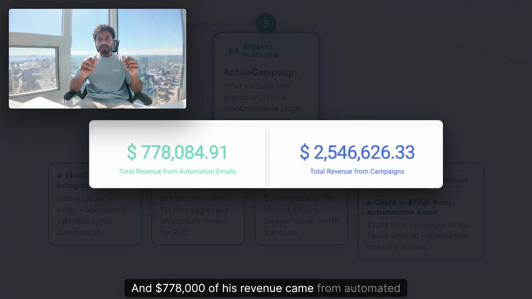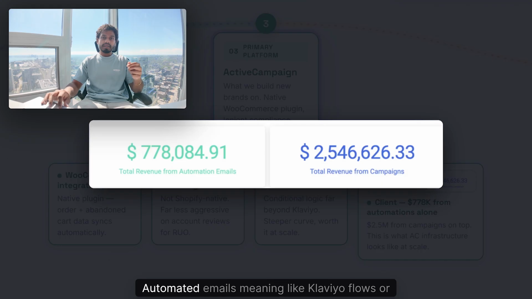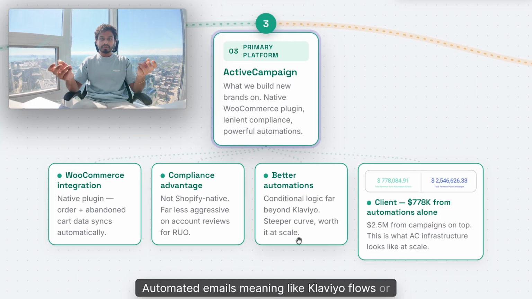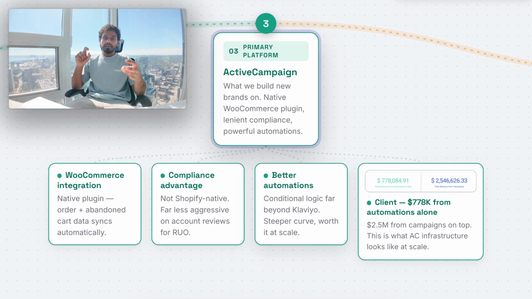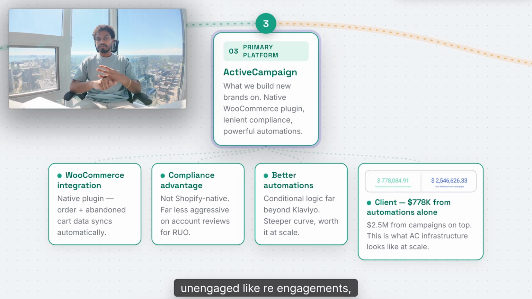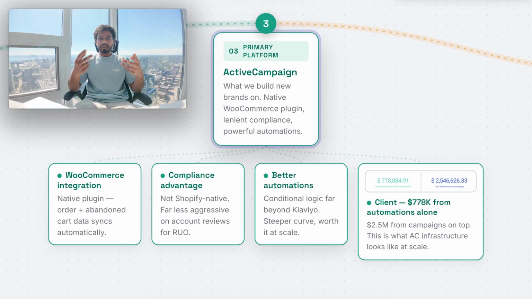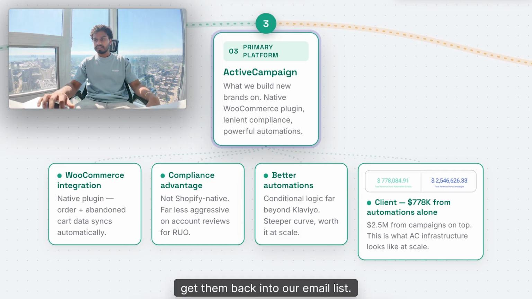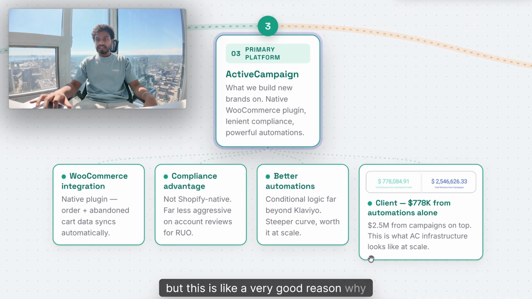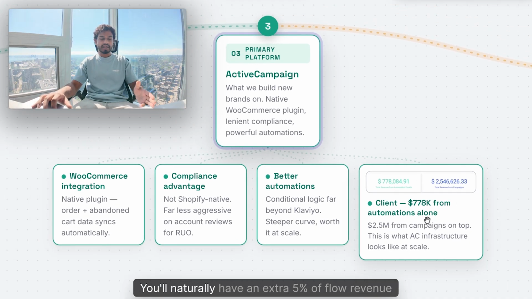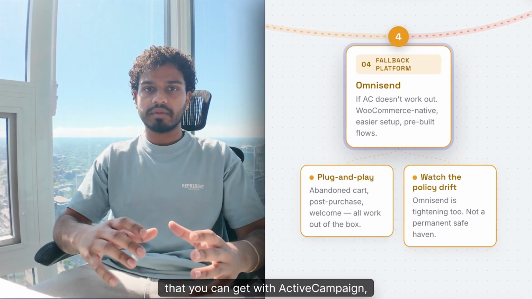$778,000 of his revenue came from automated emails, meaning Klaviyo flows or flows in general. So abandoned carts, sunset flows, abandoned checkouts, unengaged re-engagements, where we just get them back into our email list. This is a very good reason why ActiveCampaign will outperform Klaviyo. You'll naturally have an extra 5% of flow revenue that you can get with ActiveCampaign.